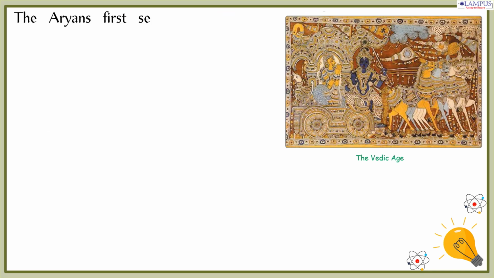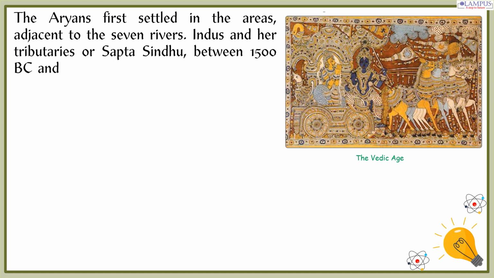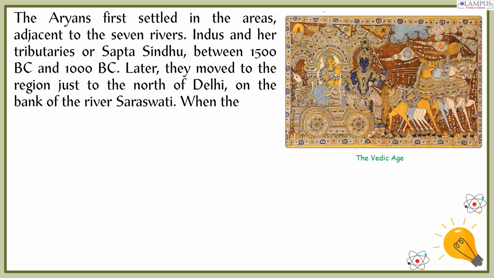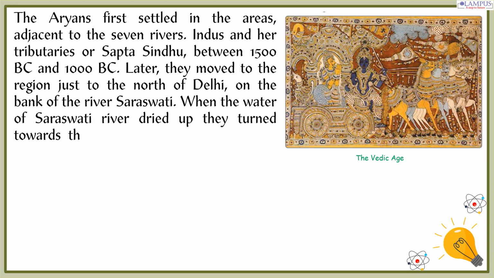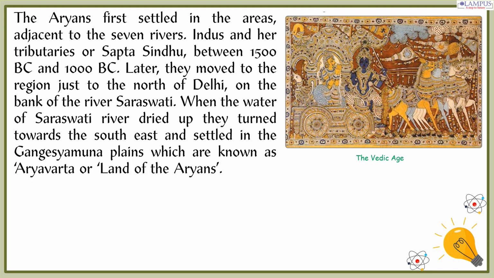The Aryans first settled in the areas adjacent to the seven rivers, the Indus and her tributaries, or Sapta Sindhu, between 1500 BC and 1000 BC. Later, they moved to the region just to the north of Delhi, on the bank of the river Saraswati. When the water of the Saraswati river dried up, they turned towards the southeast and settled in the Ganges-Yamuna plains, which are known as Aryavarta or land of the Aryans.